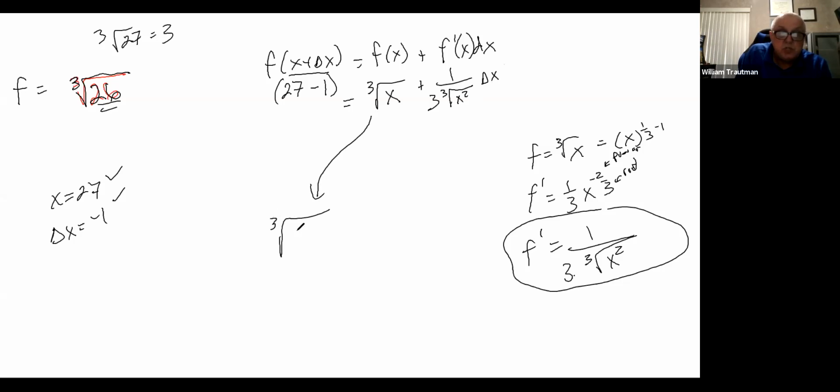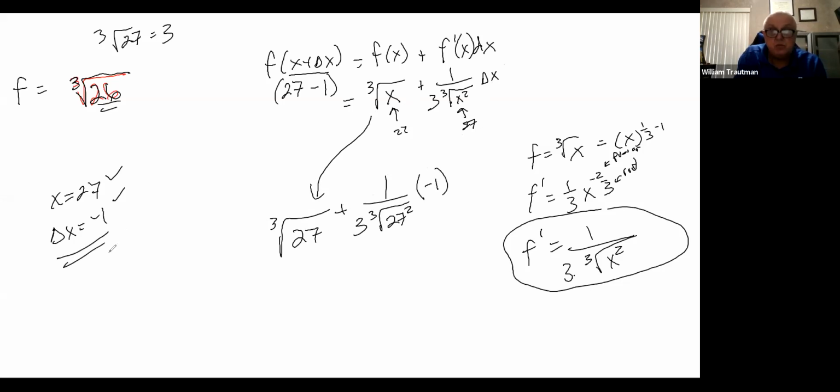Okay, so let's plug everything in here. X is 27. 1/3 third root of 27 squared. Do you see? X is 27. And the change of x is going to be -1. The change of x is -1. So the third root of 27 is 3. So here I'm left with 1/3.